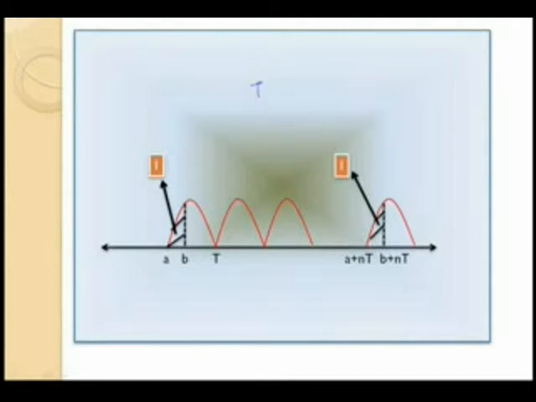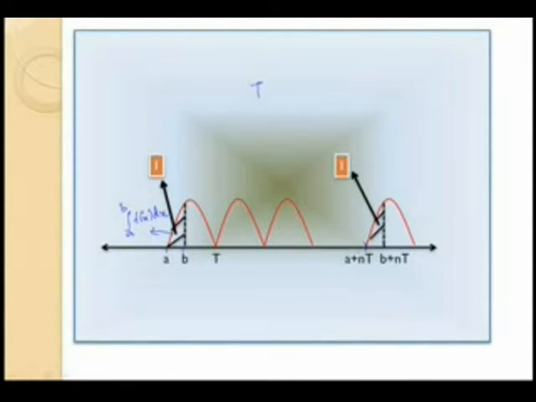Let us say that this is the point x equal to a, and this is the point x equal to b. This point is x equal to t. Now this is I, and this is nothing but integral a to b f(x) dx, and this is the point a plus n times t, and this is the point b plus n times t, because simply we can add n times t here and n times t here to get these 2 points.